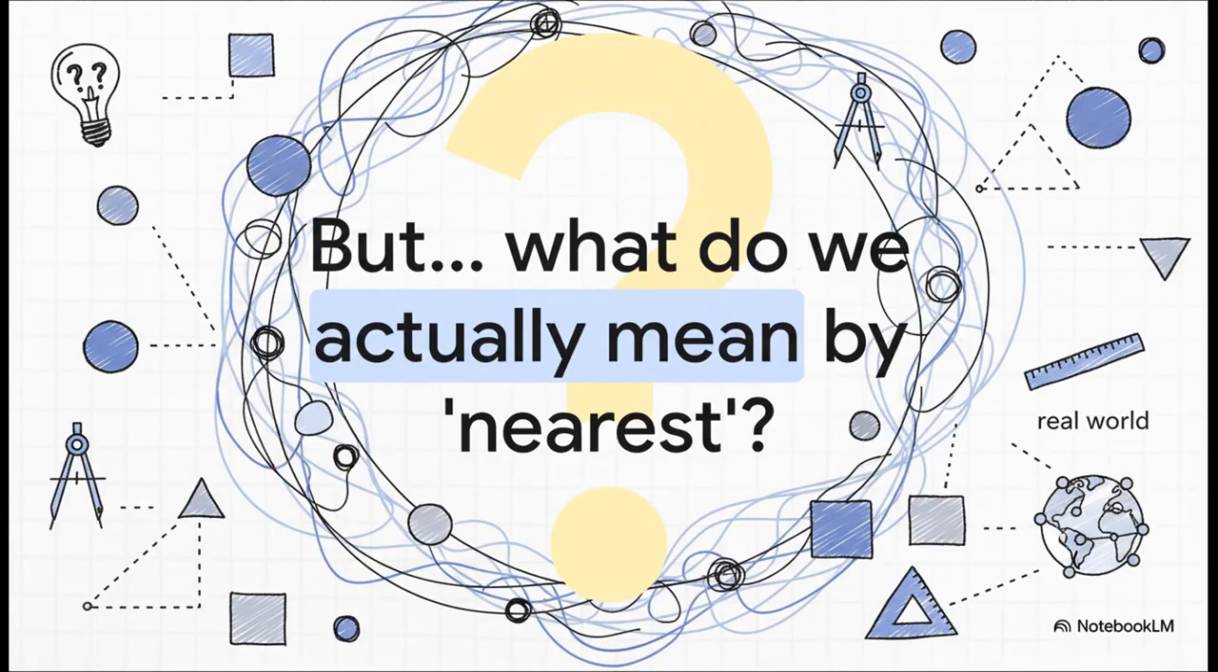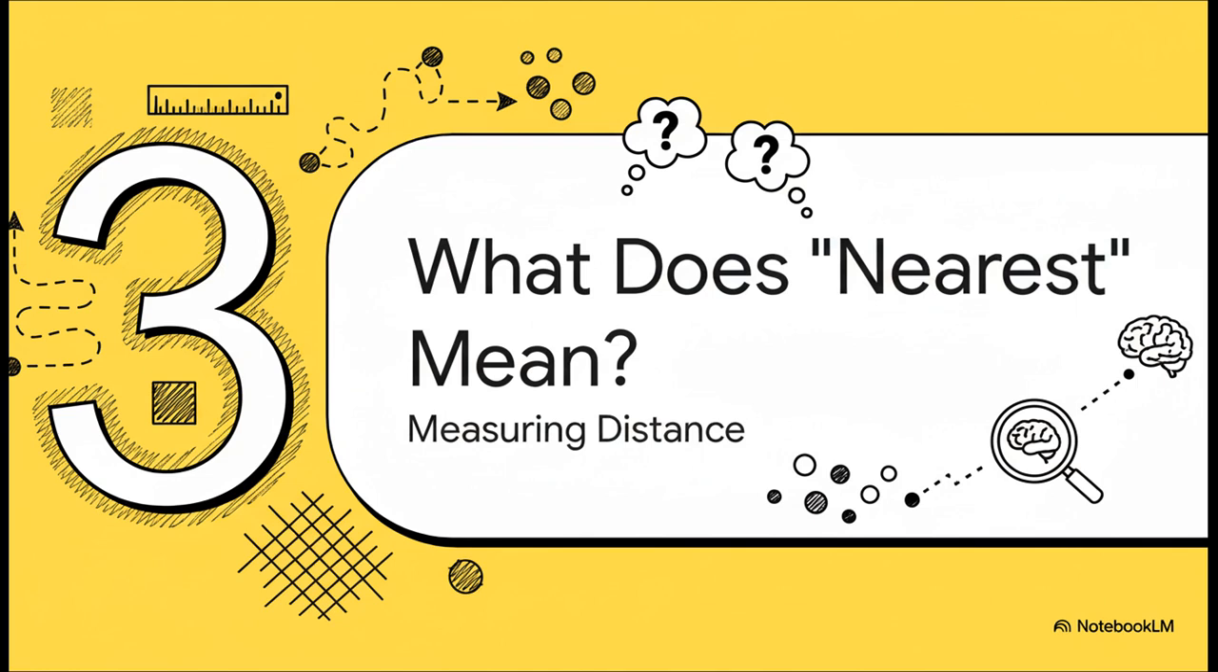But wait a minute. This elegant simplicity kind of hides a surprisingly tricky question. It's one we absolutely have to answer before we can use this for real. And that question is, what do we actually mean by nearest? Yeah, defining nearest isn't always as simple as just pulling out a ruler. The way we measure the distance, or the similarity between two things, really has to be tailored to the kind of data we're dealing with.